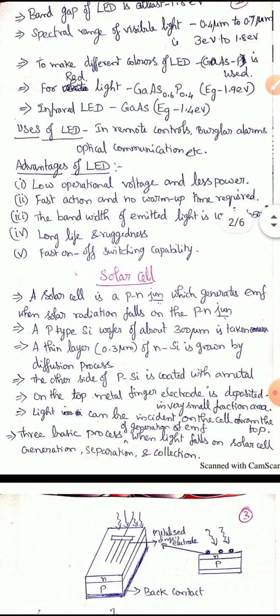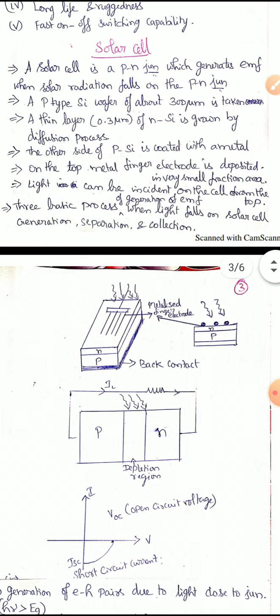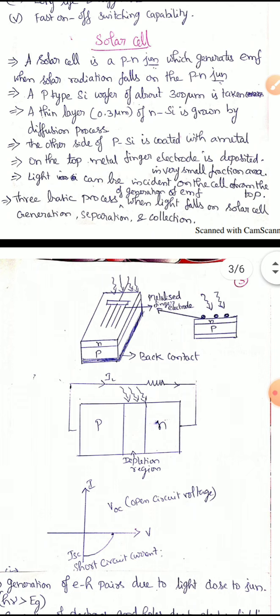Then we can go for the solar cell. What is meant by a solar cell? Again it is a PN junction diode which generates EMF when solar radiation falls on it. If you keep a PN junction diode in sunlight, it will receive the solar radiation and generate EMF.